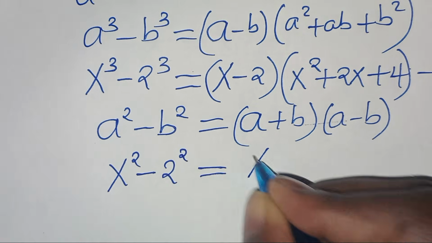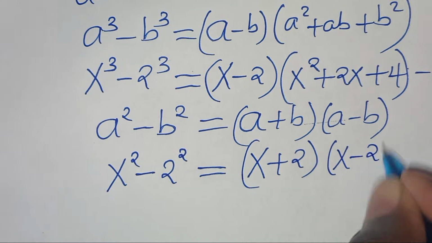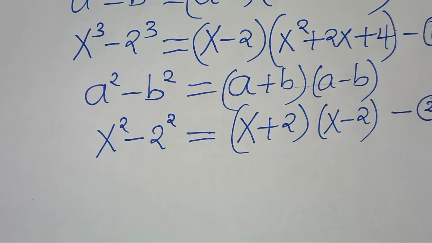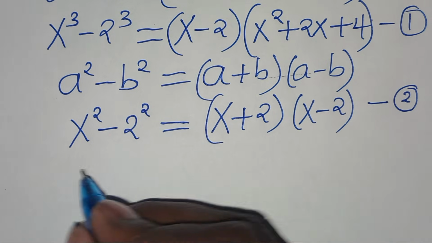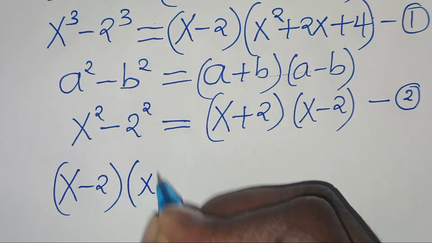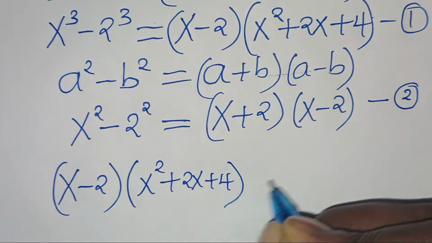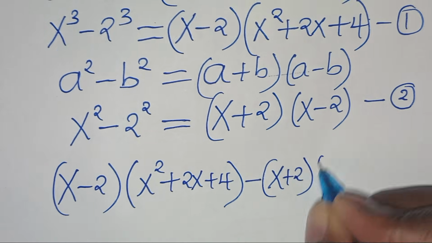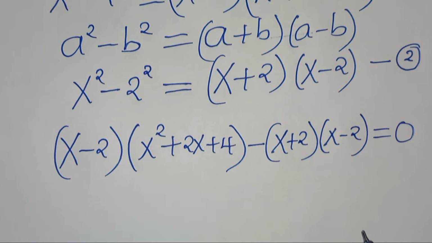This can be expressed as x plus 2 multiplied by x minus 2. Now, let's call this case 2. So let's combine case 1 and case 2 from here. So we have x minus 2, x to the power of 2 plus 2x plus 4, minus x plus 2, multiplied by x subtract 2. This is equal to 0.